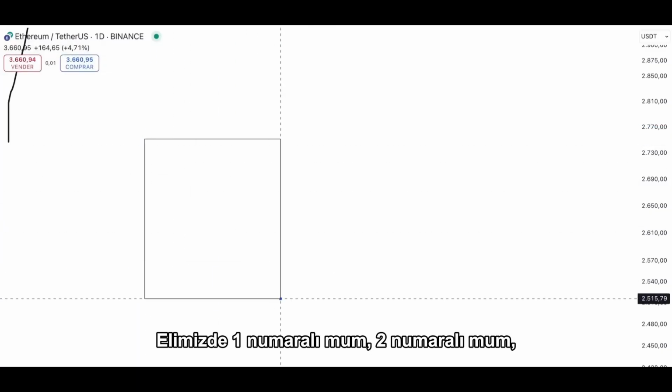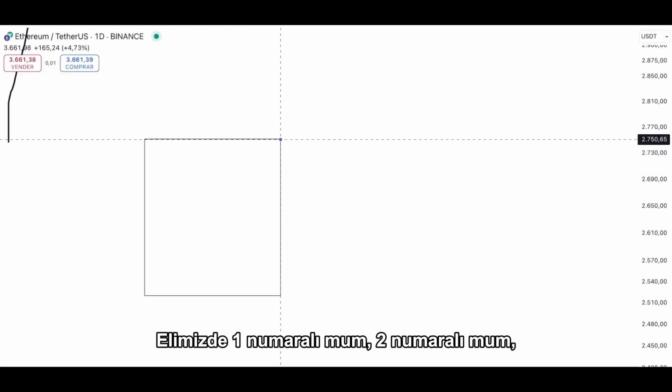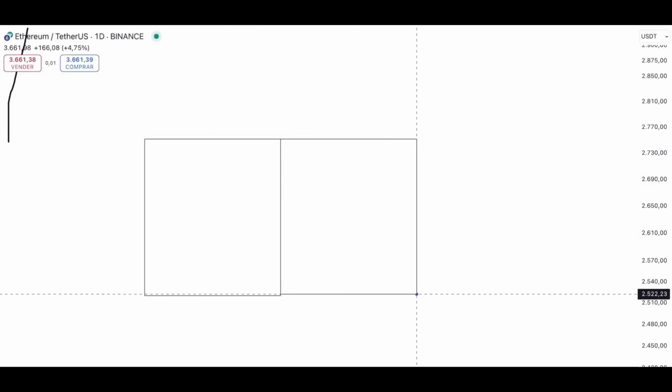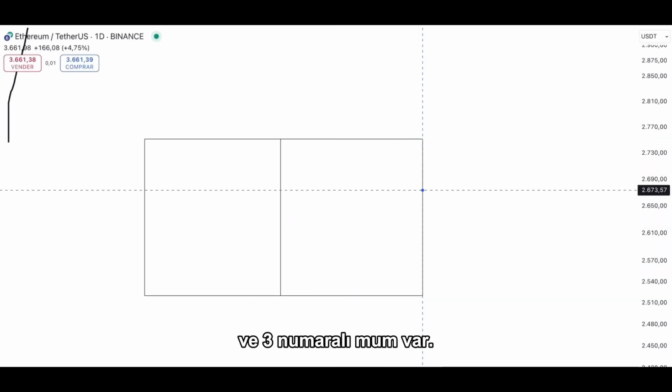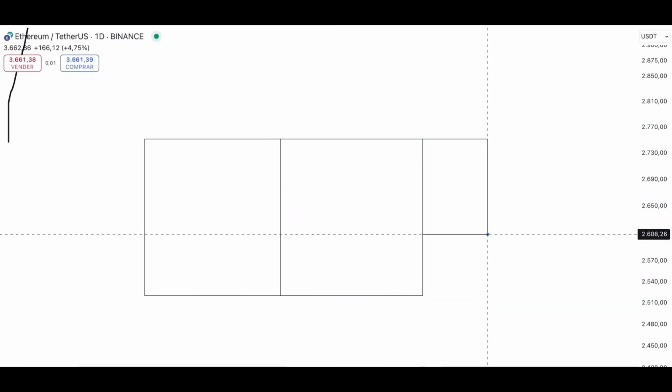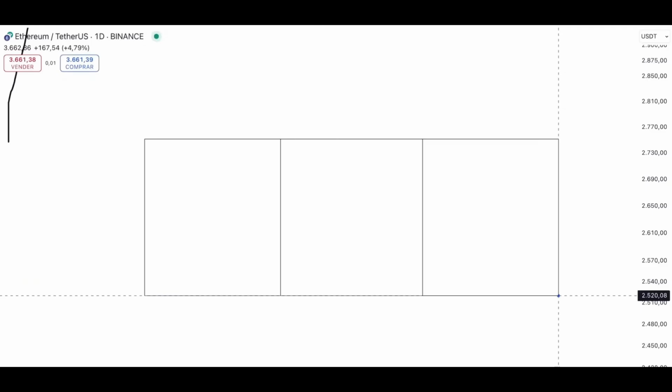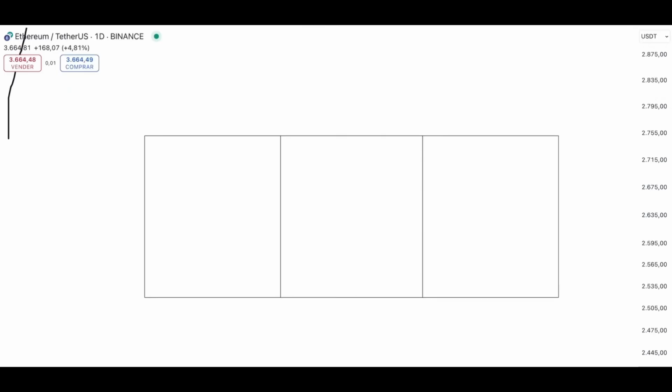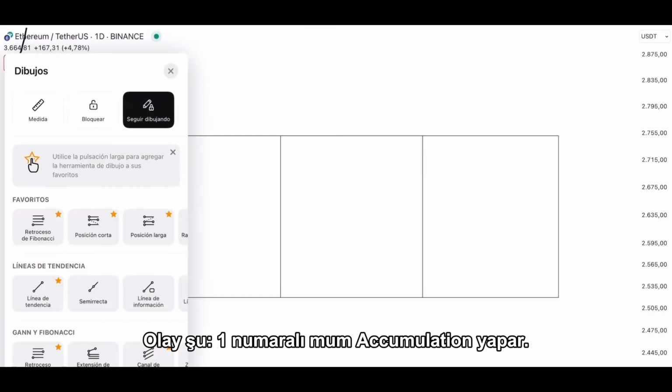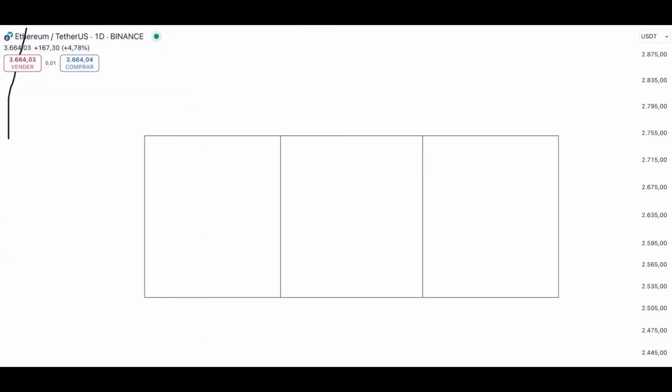Let's got candle number 1, and candle number 2, and candle number 3. All right. And what happens is candle number 1, accumulation, right?